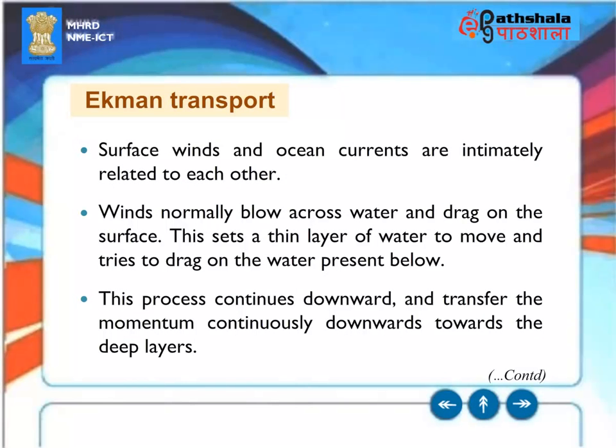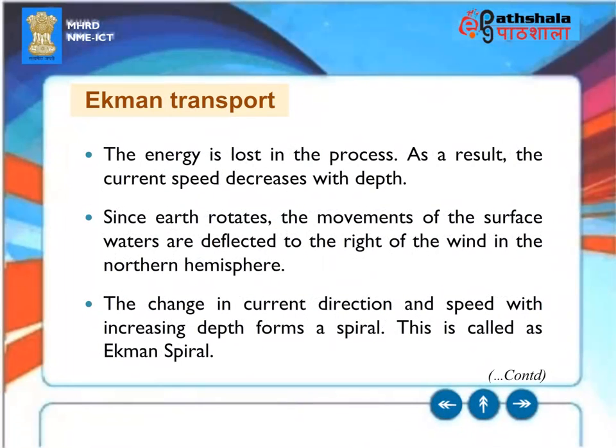Ekman transport. Surface winds and ocean currents are intimately related to each other. Winds normally blow across water and drag on the surface. This sets a thin layer of water to move and tries to drag on the water present below. This process continues downward and transfers the momentum continuously downwards towards the deep layers. The energy is lost in the process. As a result, the current speed decreases with depth.